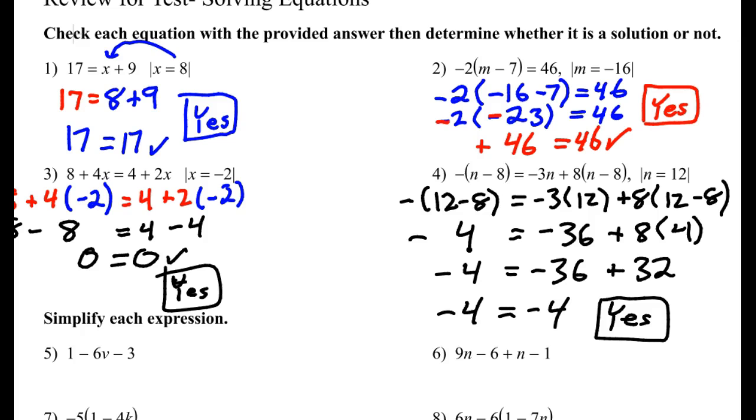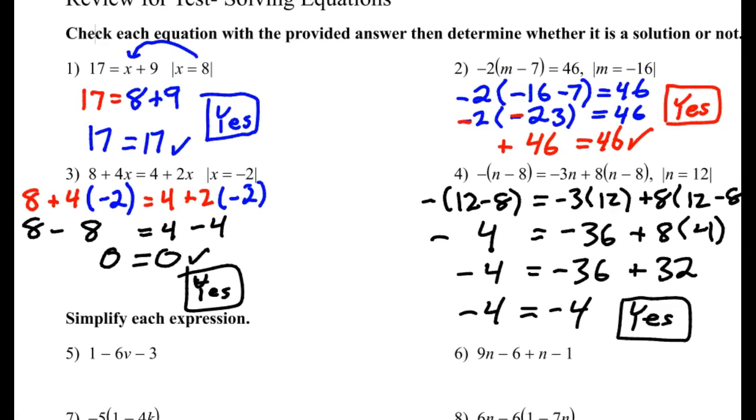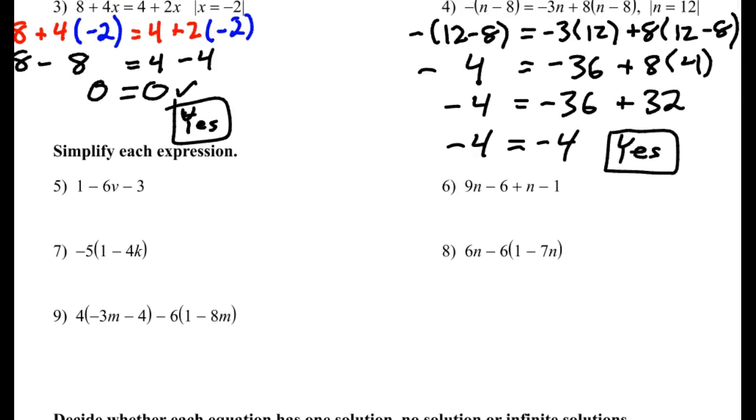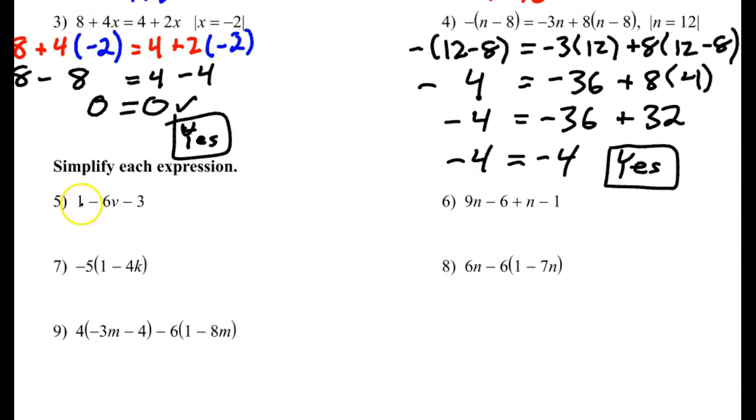So that's the first part, just checking your answers. You can do it no matter what equation you're working on. Some are longer than others, but all of it works. Down here, you see how it says expressions. There's no equal sign, so here you can't do a check.